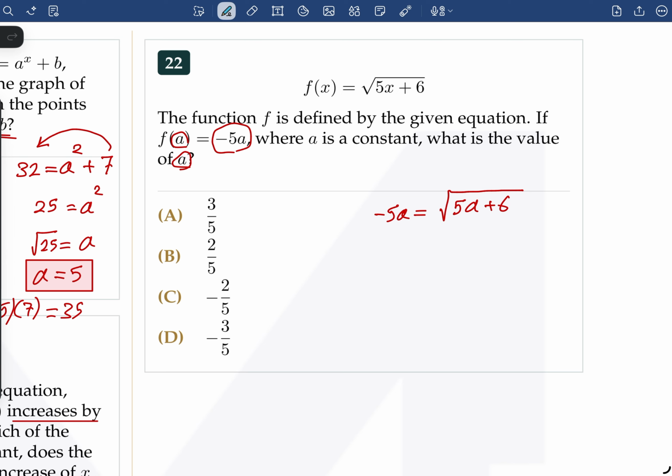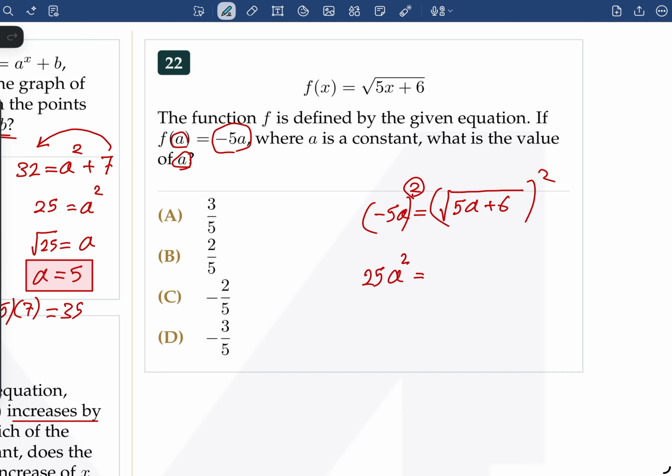And now if we want to get the value of a, we need to square both sides. Squaring these gets negative to become positive. So positive 25a squared, because this squared controls the negative sign, the 5, and the a.